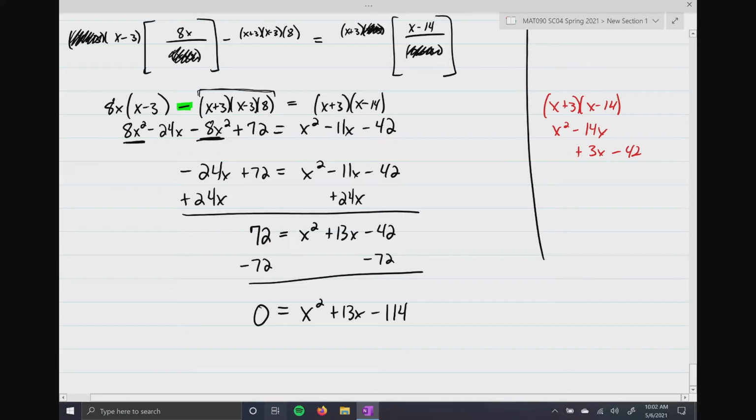What do you guys think? I mean, my math, I'm going with it, so.